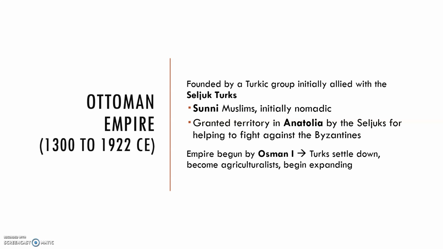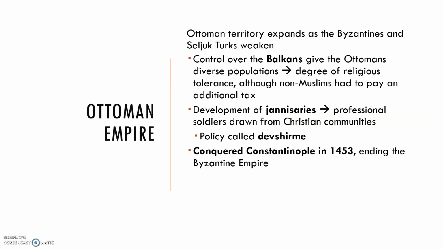Once Osman takes over, he starts actively taking territory and seizing control of cities, and then rather than just raiding them and moving on, they settle. The Turks settle down, they become agriculturalists, and they began expanding their territory. So the Ottoman territory grows as the Byzantine Empire collapses. It's sort of like Hungry Hungry Hippos. So the Byzantine Empire loses control of its marbles and the Ottomans just gobble them up.